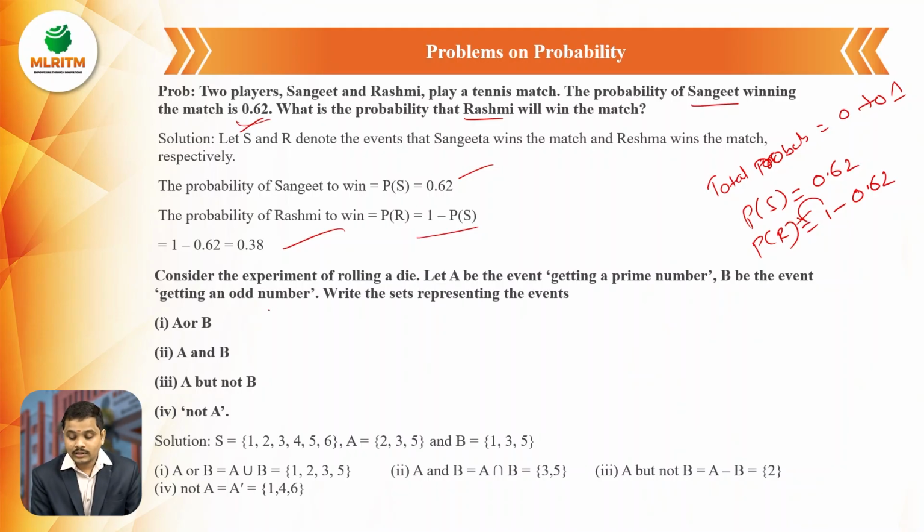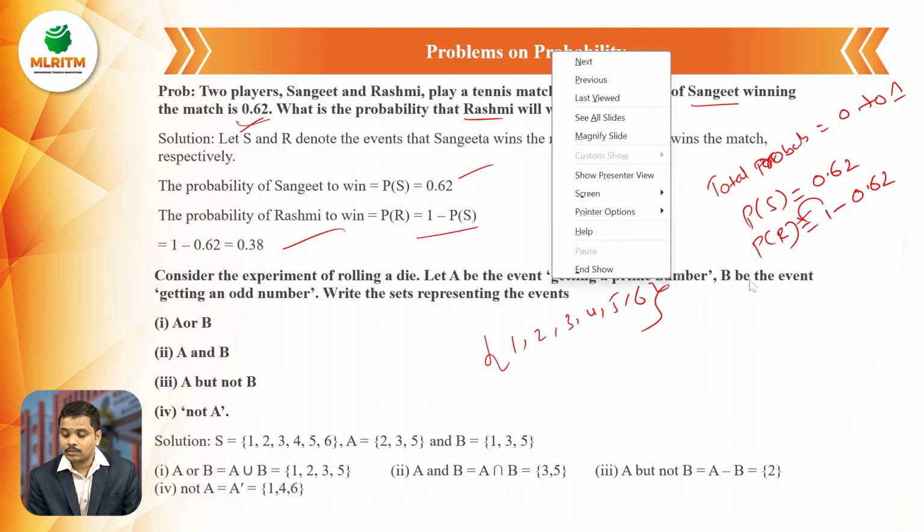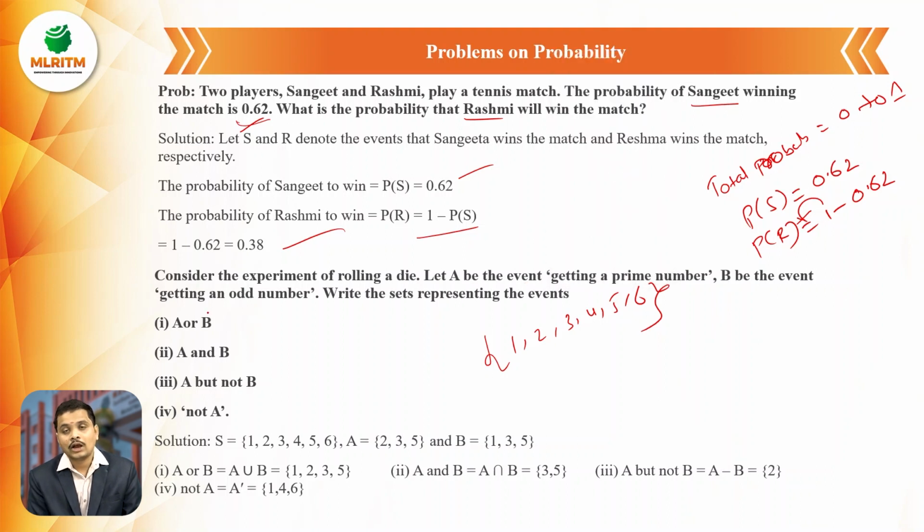Consider the experiment of rolling a die. Let A be the event of getting a prime number, and B the event of getting an odd number. Write the sets representing the events. Simple. I have rolled a die as an experiment. We know the outcomes are 1, 2, 3, 4, 5, 6, and he is asking for the sets. First you have to check event A, the prime number event, and event B, the odd number event.